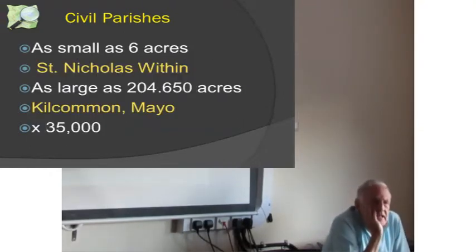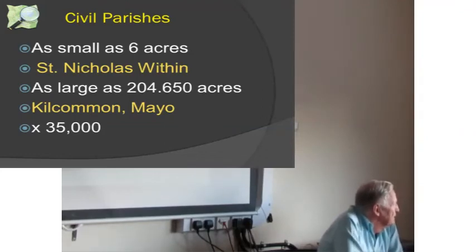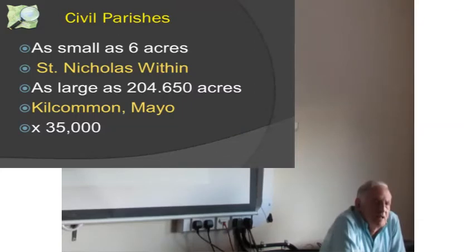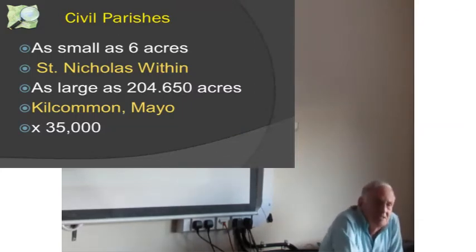They're as small as 6 acres. It's a fairly small civil parish, and that's one in the middle of Dublin there. And one in Mayo is 204,000 acres. It's a fair whack of land to have in one civil parish. It's 35,000 times the size of the one in Dublin City. So they can be of any particular size.